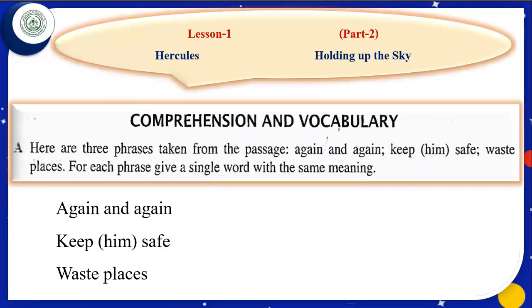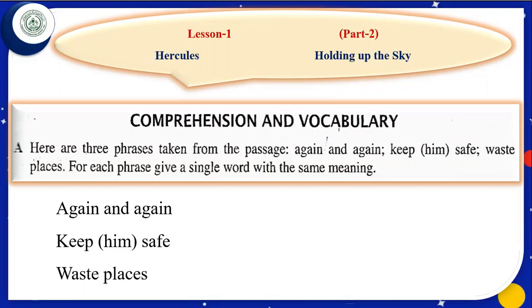Dear students, we shall start from exercise A. This is the first exercise of comprehension and vocabulary. In exercise A, you can see here is written, here are 3 phrases taken from the passage. Again and again, keep safe, waste places.